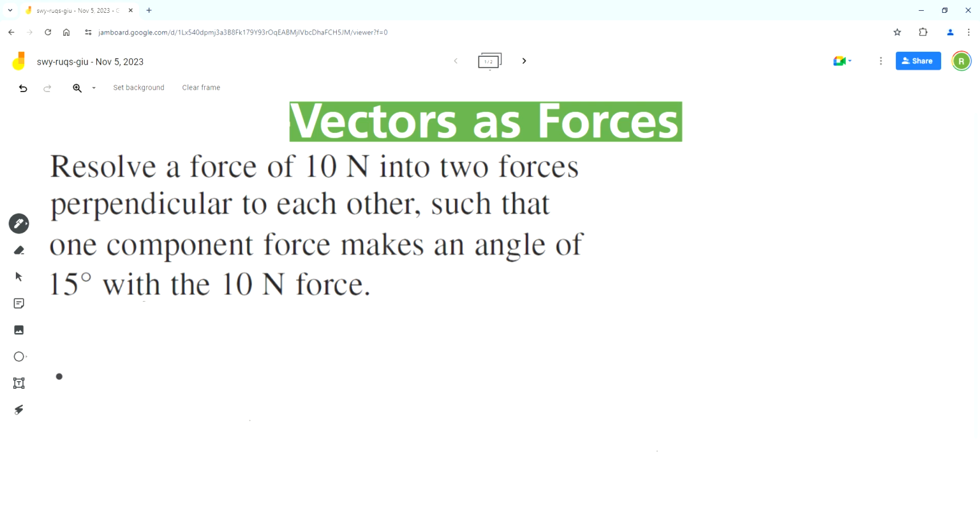So we can show our diagram like this. This can be the component that we assume is acting in the horizontal direction. So let's assume it's vector C1, and at an angle of 15 degrees with this component is the given 10 Newton force.